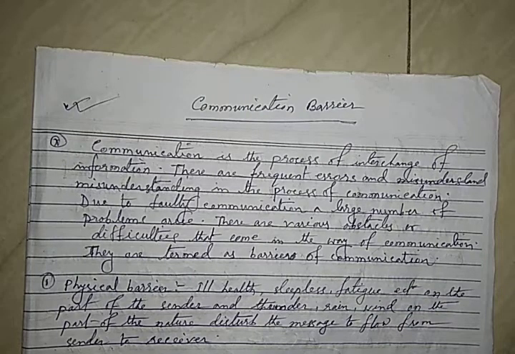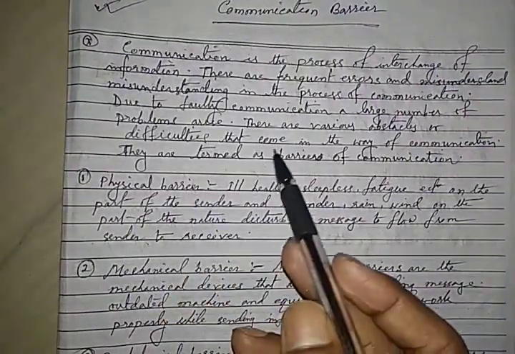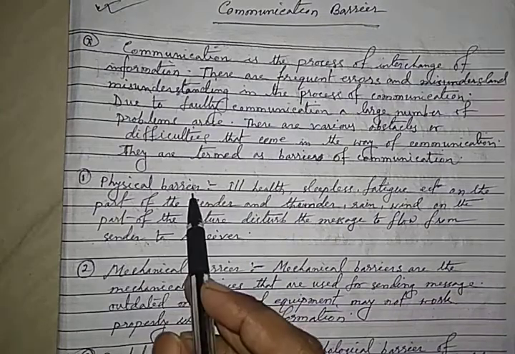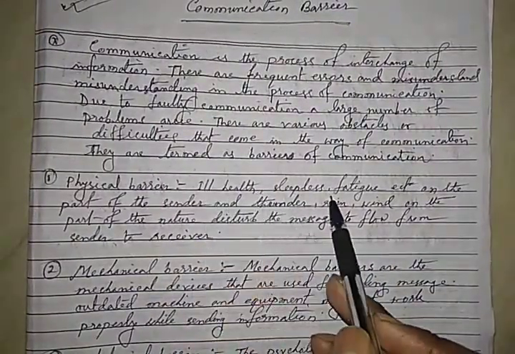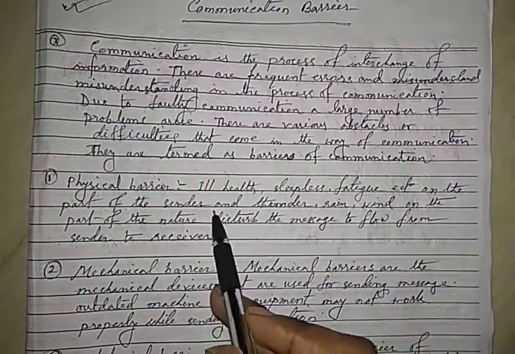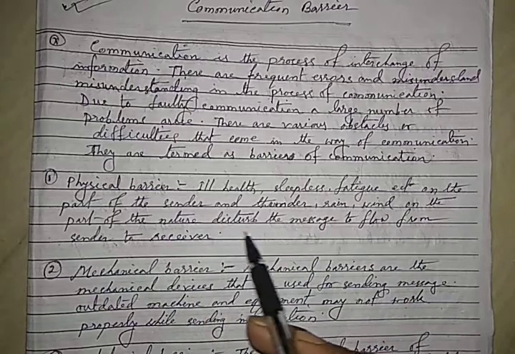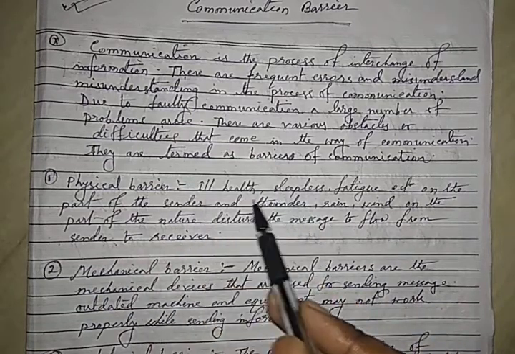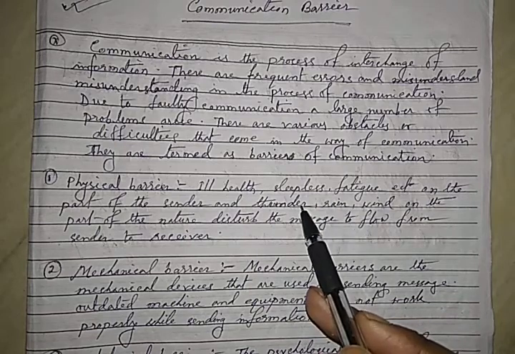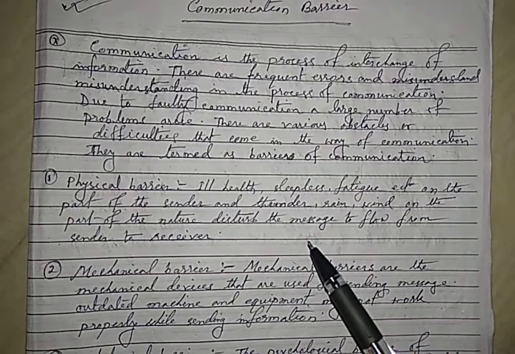Okay, so now there are several barriers. The first one is the physical barrier. Ill health, sleeplessness, fatigue, etc. on the part of the sender, and thunder, rain, wind on the part of nature, disturb the message flowing from sender to receiver. Ill health, sleeplessness and fatigue on the part of the receiver also create a problem.